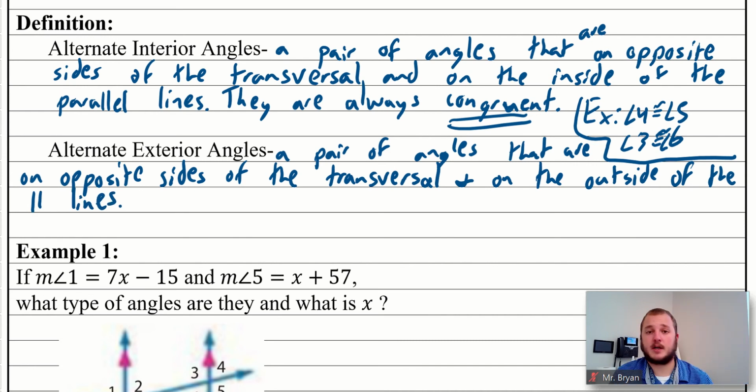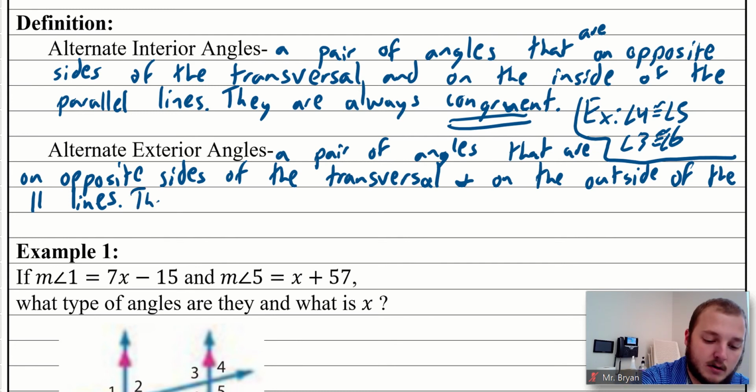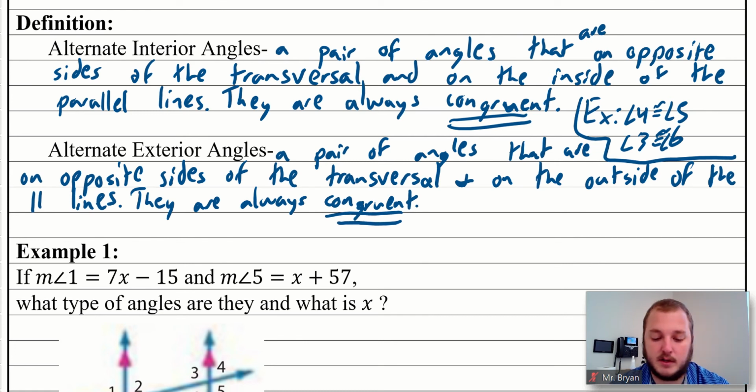Again, same kind of thing. They're both on alternate sides, except now we're just talking about exterior, the outside angles. Information that we need to add when we're done writing the definition, same as alternate interior: they are always congruent. If I see alternate exterior angles, it's the same idea. They're always going to be congruent as well.